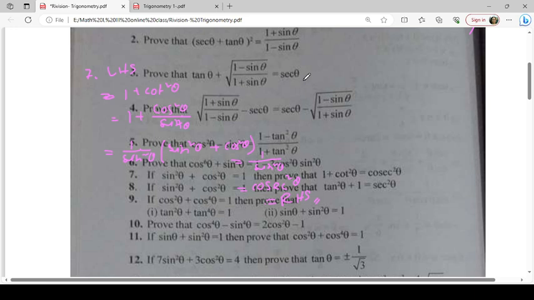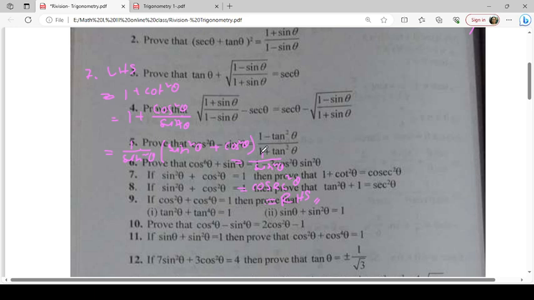So tan square theta plus tan to the power 4 theta. Tan square theta is sin square theta by cos square theta. So tan square theta we take common, then 1 minus cos square theta. So 1 minus cos square theta is sin square theta. So in place of sin square theta we can write cos to the power 4 theta.